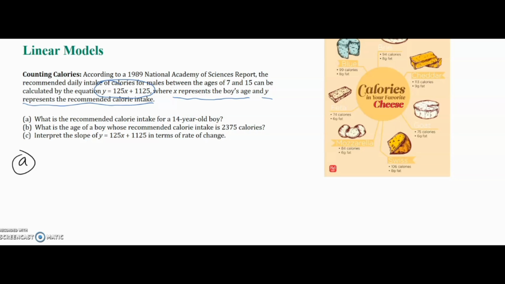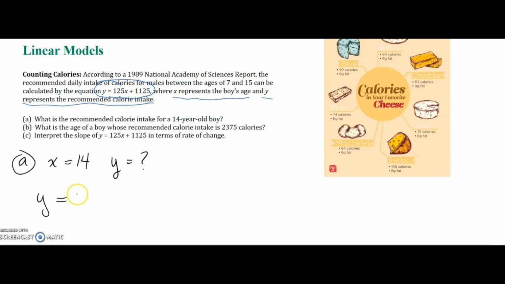Well, what do I have? Well, I have the boy's age. So that's good. That's x. So x is equal to 14. And what do I need? The recommended calorie intake. What is that? Oh, that's y. So I need y. I have x and I need y. And I have an equation. This is excellent. So all I need is to be able to solve for y given our x.